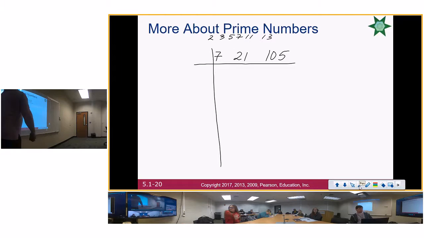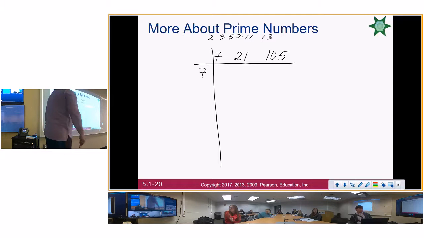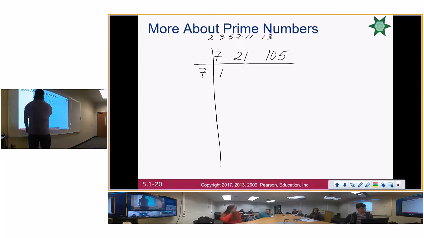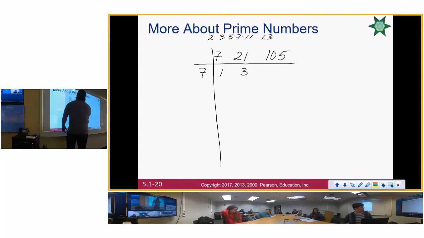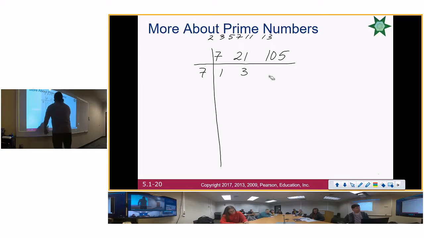Okay, so divide by 7. Why did I pick 7? Because I know it'll go into 7 and 21, and I think 7 will go into 105, won't it? Mm-hmm. So there's my 1, there's my 3, and here is what? 15. Oh, 15. I said 35. I guess I'm just tired. 15.